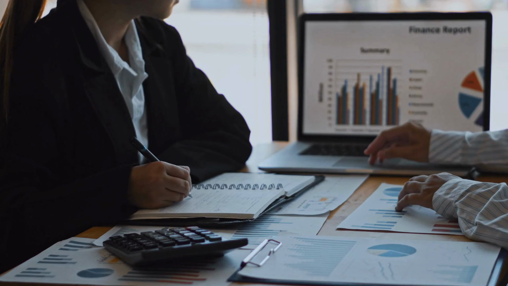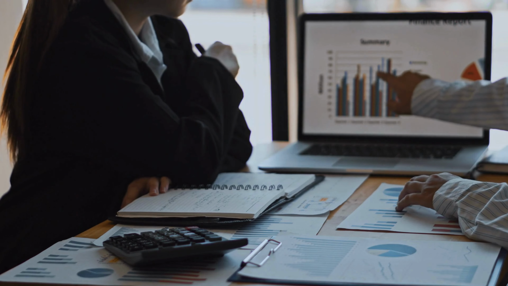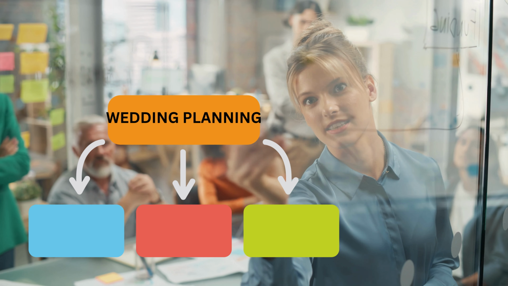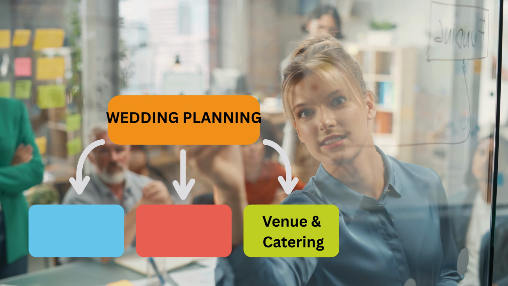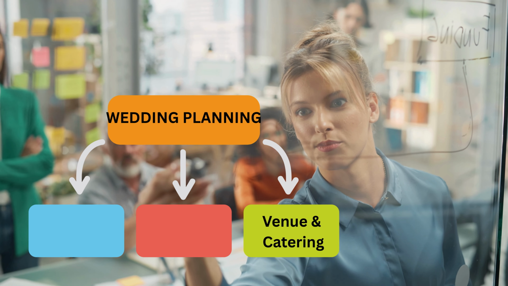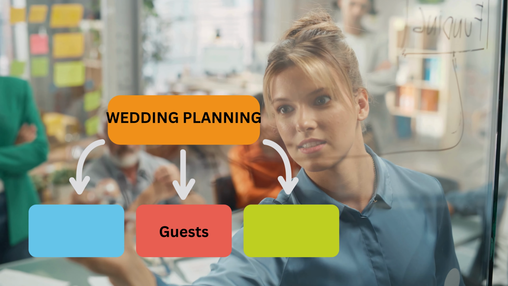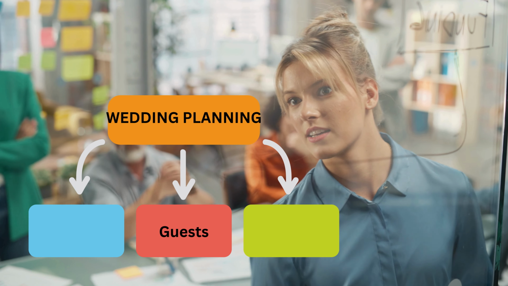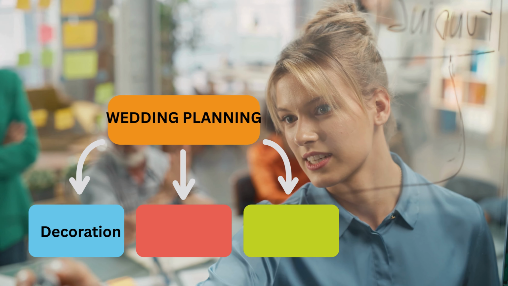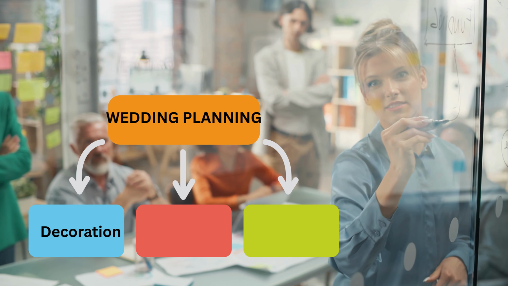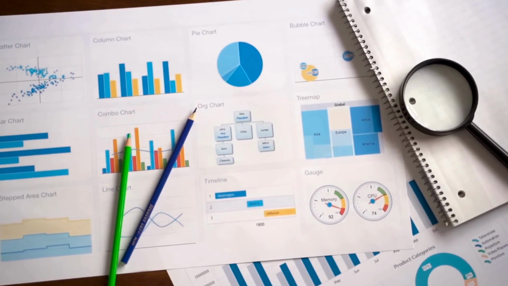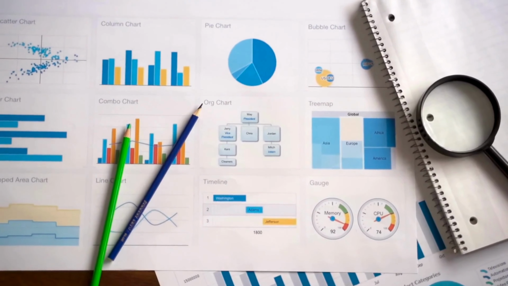Let me bring this to life with a quick example. Suppose you're planning a wedding. At the top level, the goal is simple: a successful wedding day. From there, you break it down: venue, book the hall, set up chairs, arrange lighting. Catering, finalize the menu, hire the caterers, arrange serving staff. Guest management, send invitations, track RSVPs, arrange transportation. Decoration and photography, flowers, stage design, photography team. Each of these can be broken down even further into tiny tasks. By using WBS, you create a clear roadmap. Nothing gets missed, and every detail is under control.